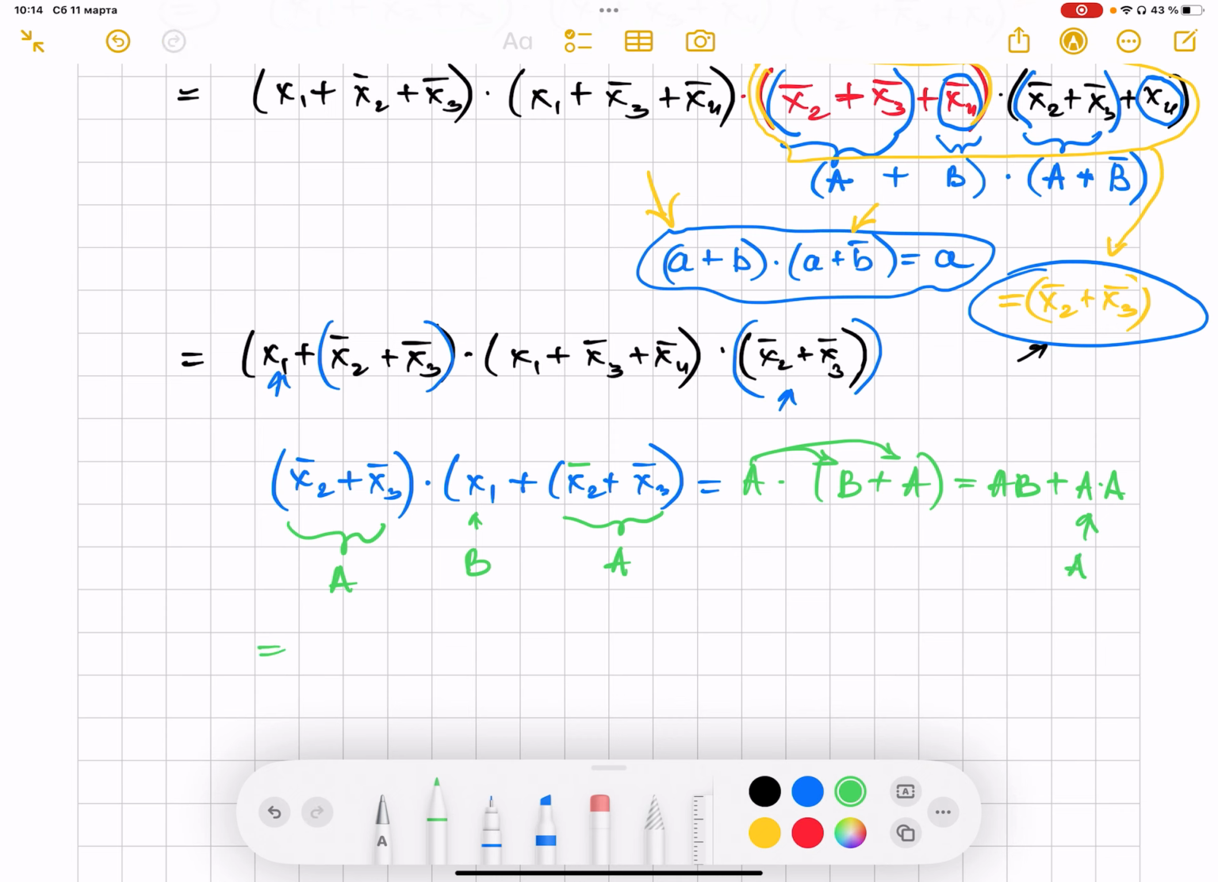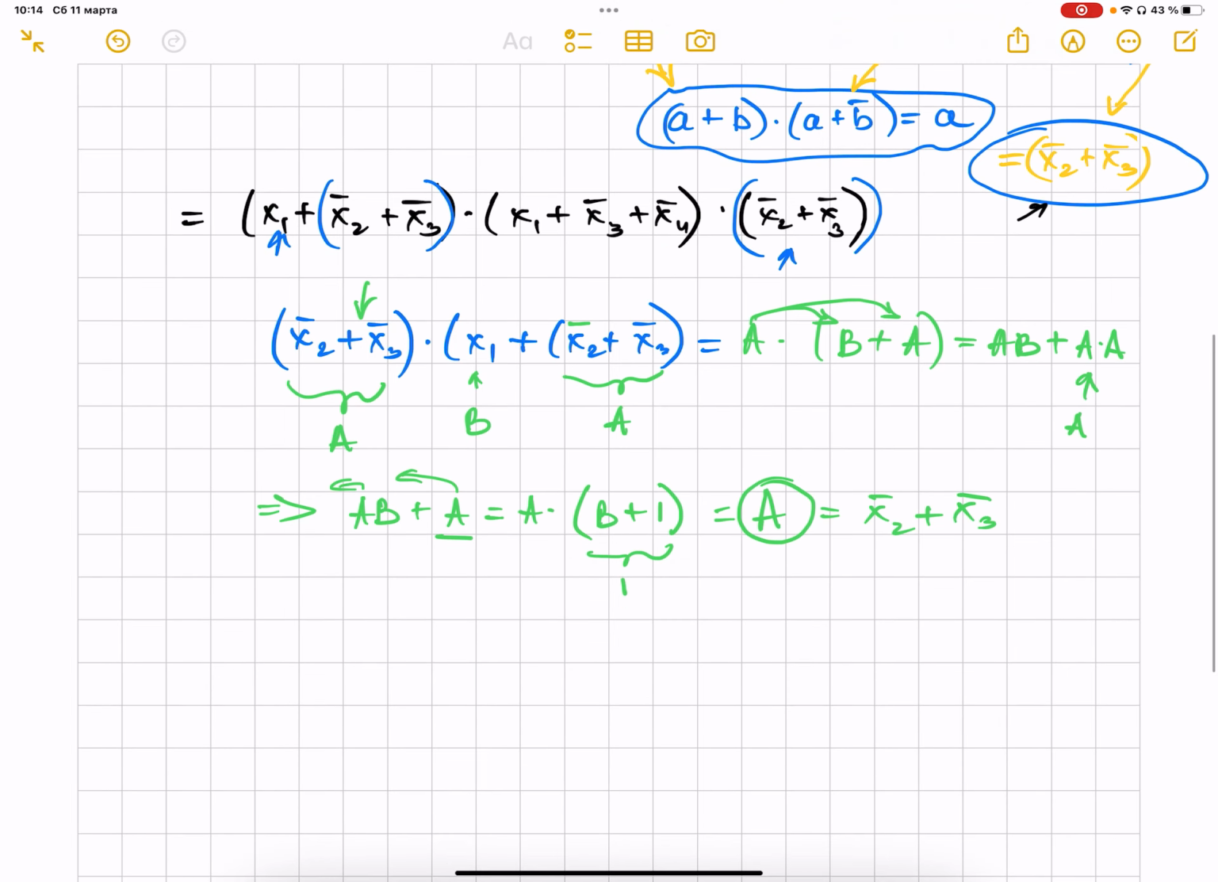So now we have ab plus a. I'm going to take a out of the bracket. What we have left is a multiplied by (b plus 1), where instead of this a, I'm going to write just 1. And you know that 1 plus anything is always 1. So we have proved that this is a, right? The answer is a. So in this particular case, our a is x2 bar plus x3 bar.